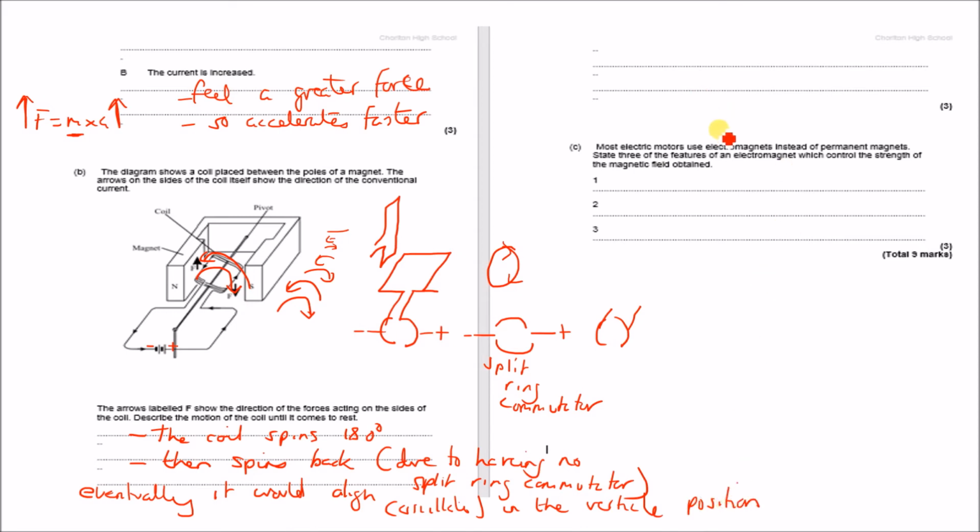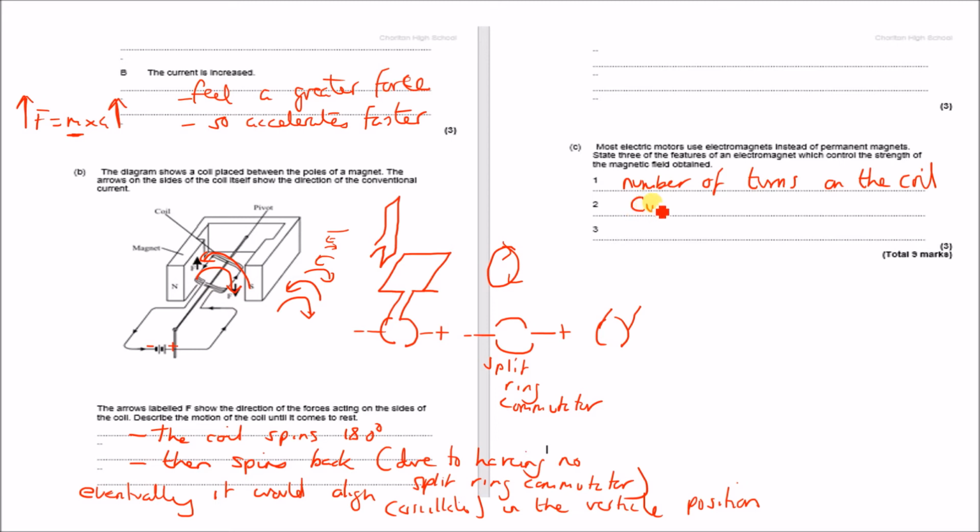Right, most electric motors use electromagnets instead of permanent magnets. State 3 features of an electromagnet which control the strength of the magnetic field. Well, if we look at this, we can look at the number of turns, and that's on the coil. Remember, we don't say there are more coils, we say there are more turns on the coil. So that's the number of times the wire is wrapped around the coil.